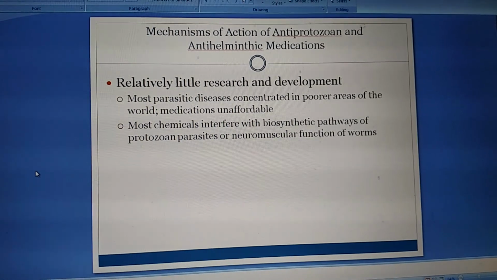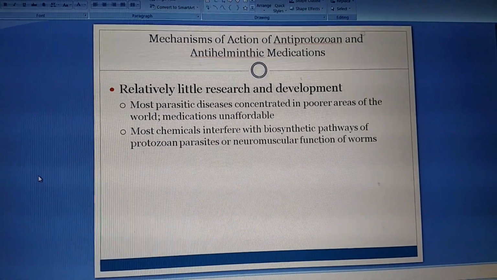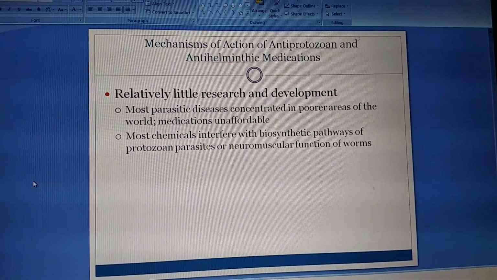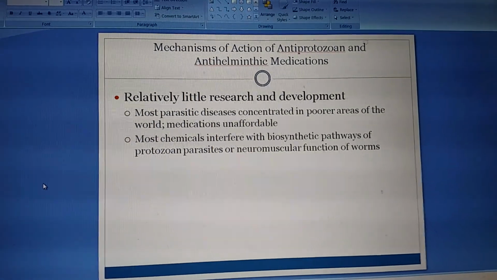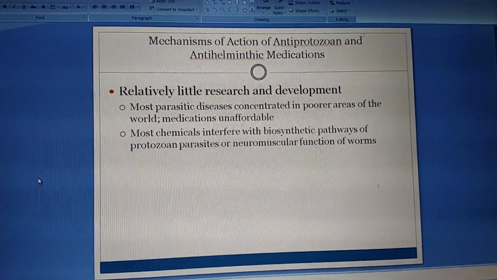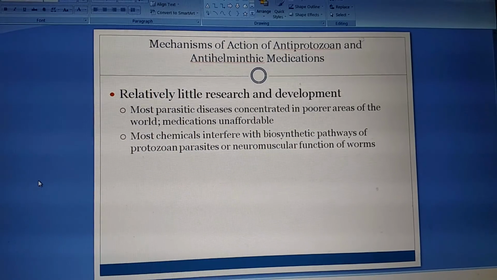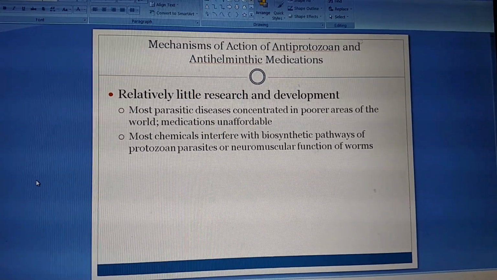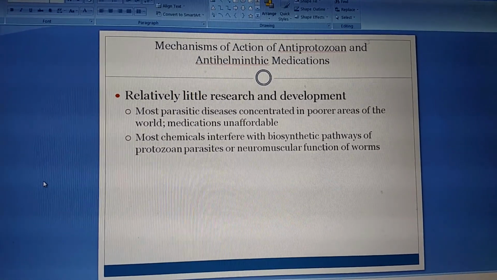Now, in terms of anti-protozoan and anti-helminthic medications, there's not a lot of research and development here. They're in poorer parts of the world, and to be honest, we just don't care. So you try to target biosynthetic pathways of the protozoans and neuromuscular function in worms.